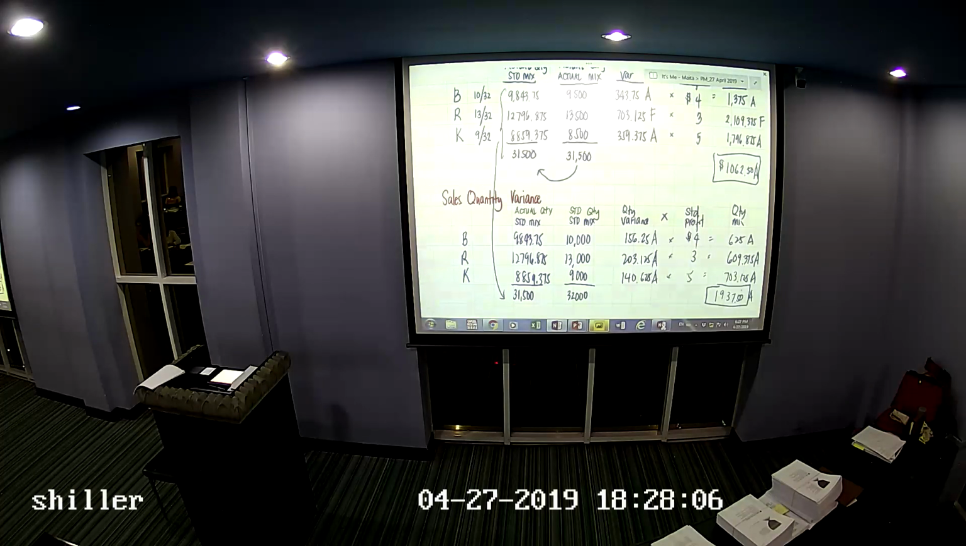What happened to them? They actually sold more of the one that has the lowest profit. So hence, their mix variance is adverse. Well, why is the quantity variance also adverse? Well, you can see the quantity, right? What happened? They're supposed to sell 32. How many did they sell? Only 31.5. You understand? That is why their quantity variance is also adverse.